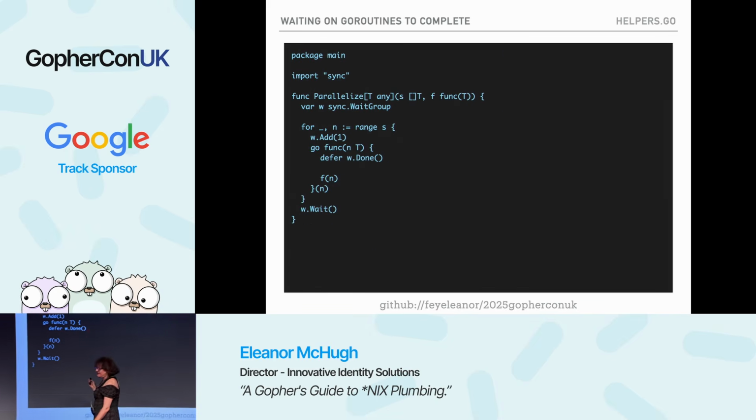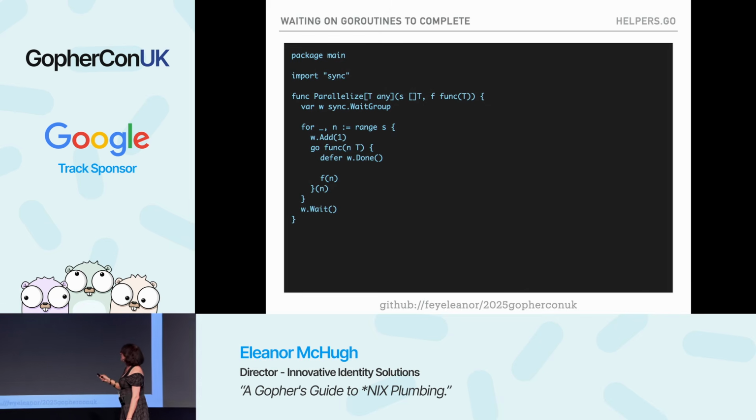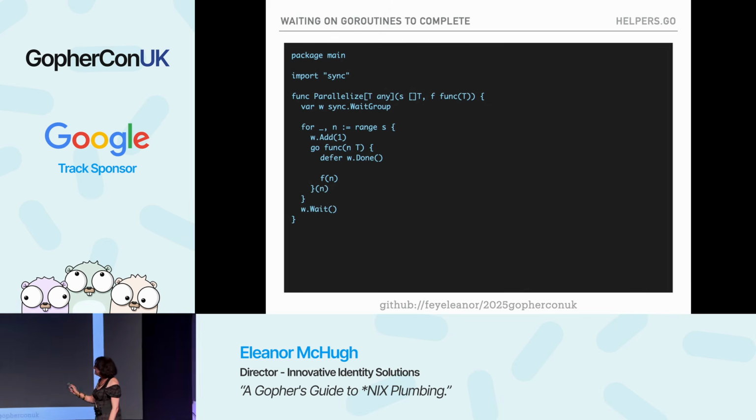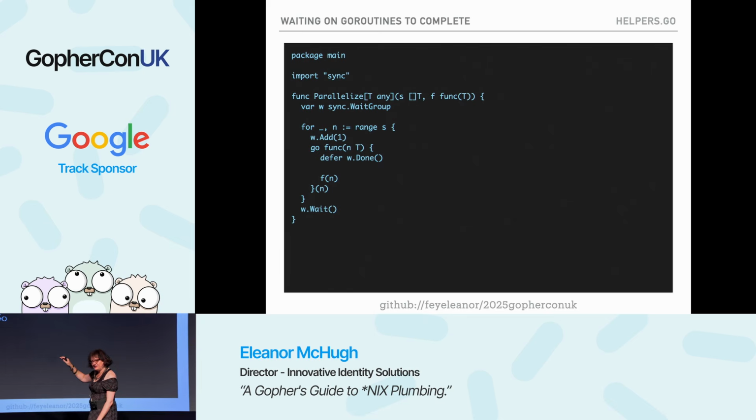Now, parallelize is actually quite useful. It's a nice little pattern. So we've got a standard package, sync, that includes this concept called a wait group. And wait groups are great. They're this little atomic thing that every time you start a task, you just tell it that you're starting a task by adding 1 to it.